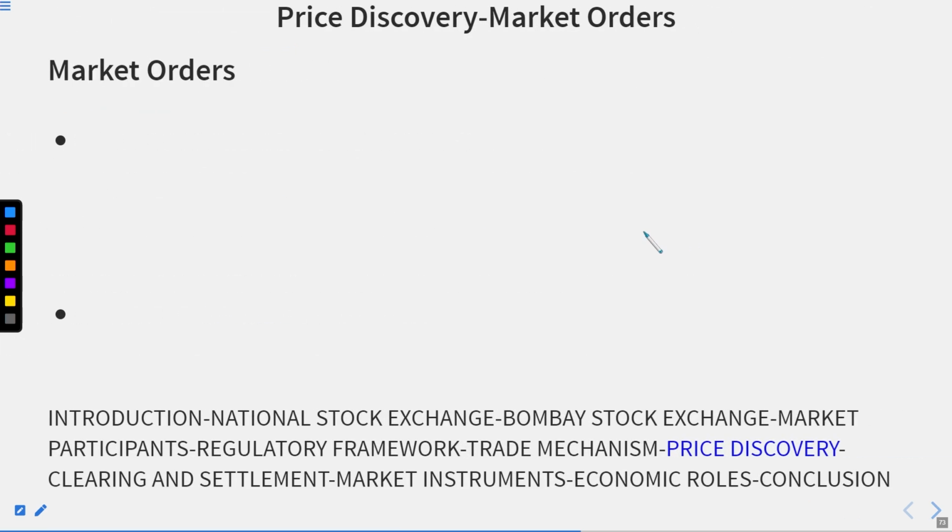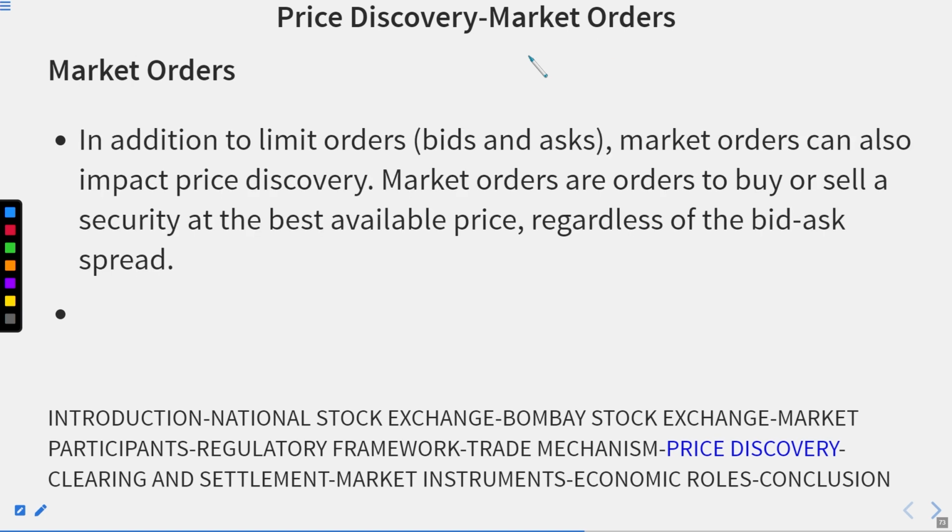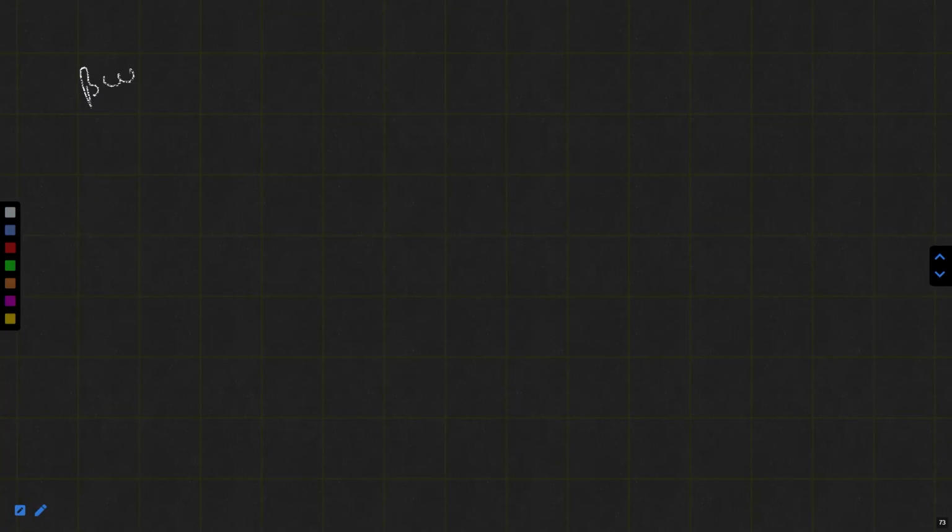Thereafter the market orders, like how price discovery in the market orders works. In addition to the limit orders, bids and asks, market orders can also impact price discovery. Market orders are orders to buy or sell a security at the best available price regardless of the bid ask spread. Okay, like if we talk about the bid ask spread, so from the buyer point of view and from the seller point of view.